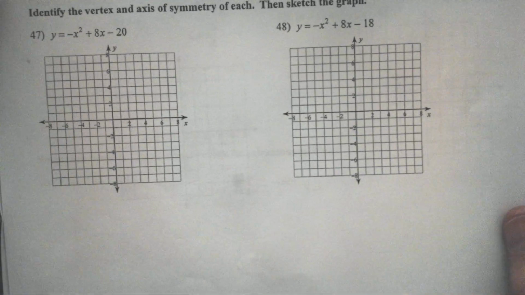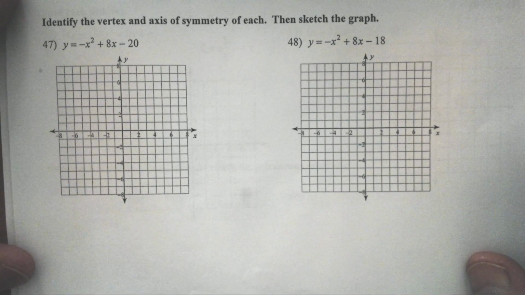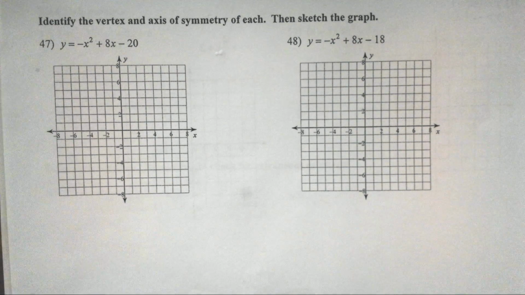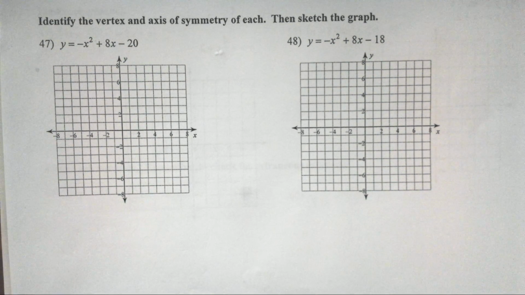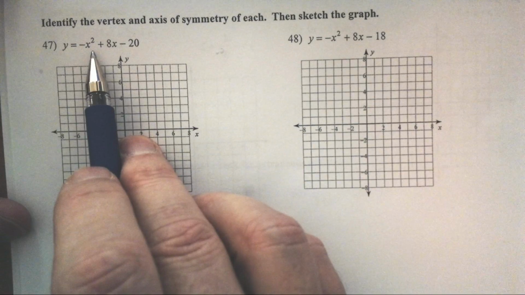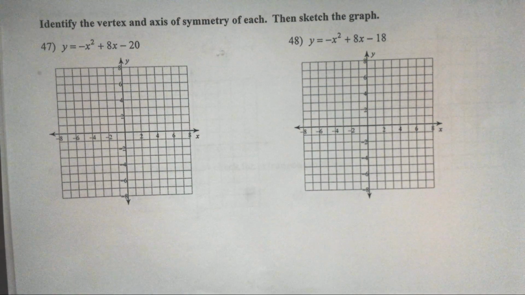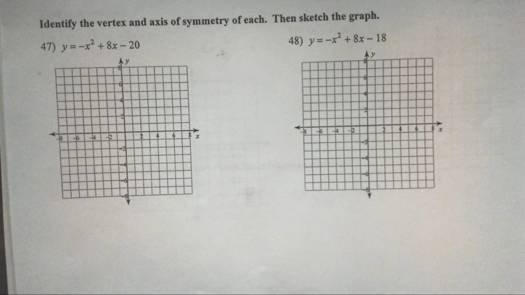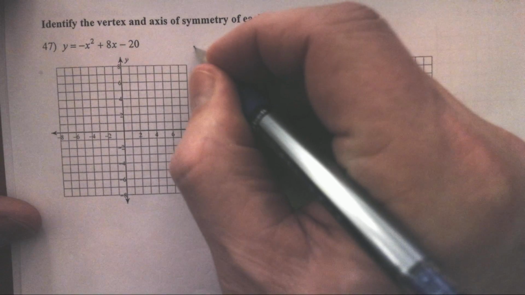Check your answer key. Identify the vertex and the axis of symmetry of each. These are going to be parabolas. I believe you've had some experience with those. Excuse me just a moment. To find the vertex of a parabola, there's a number of ways to do it. The easiest way to do it is this.